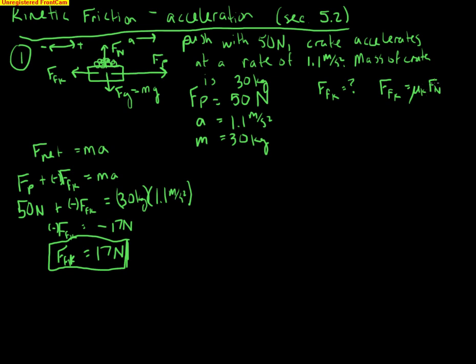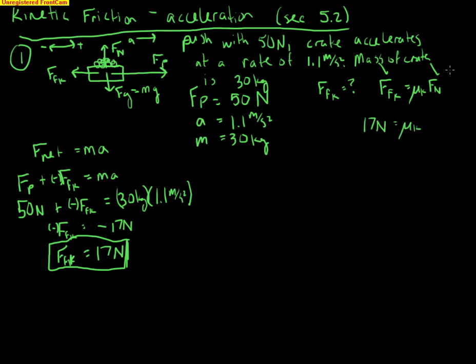So we would need to know the normal force and the force of friction. Well, we just found the force of friction, so that's good. And the normal force we know is equal to the force of gravity, which we can find if we know the mass. So that's good. So now we can just plug everything in and solve for mu k. So the force of friction was 17 newtons.